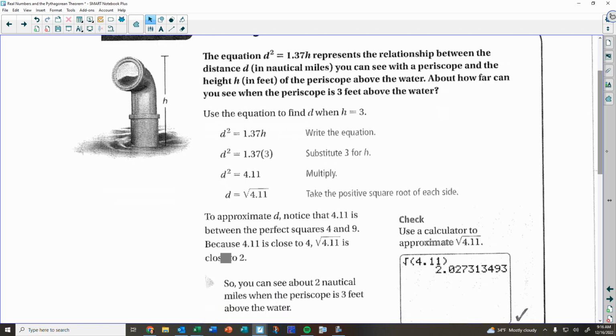It says the equation d squared equals 1.37h represents the relationship between the distance, d, in nautical miles, you can see with a periscope, and the height in feet of the periscope above the water. This is a submarine question. So how far can you see when the periscope is 3 feet above the water? They give you the height, so all you're going to do is plug in the 3 where the height part is and solve for it, kind of like we've been doing skill-wise with these irrational numbers and squares.